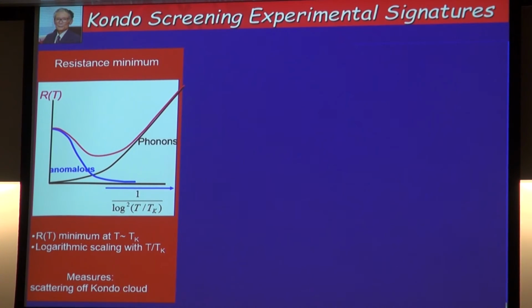Now, there are three signatures of this effect. The first signature is the resistance minimum. Normally, when you cool a metal, the resistance keeps going down and saturates at some point. If you have Kondo screening, there is a minimum, and then the resistance starts going up. What happens is that when you form that cloud, a correlated electron state, there is very strong scattering from that cloud. Therefore, after you form it, you get a rise in the resistivity. There are all sorts of very interesting properties. There is scaling with T over Tk, with logarithmic scaling, so you can tell from the scaling that there's Kondo screening going on.